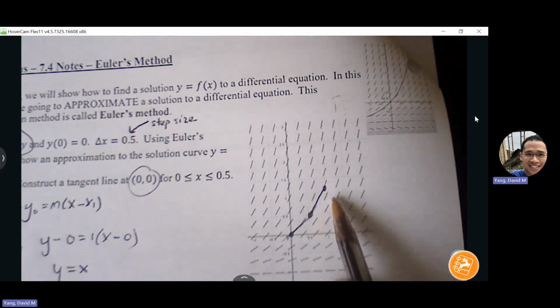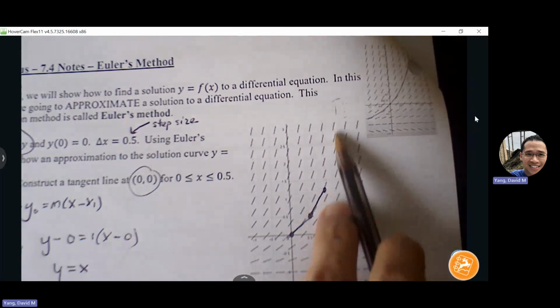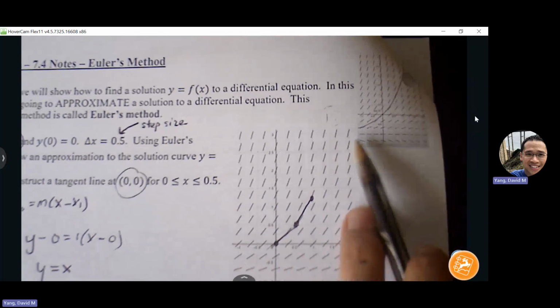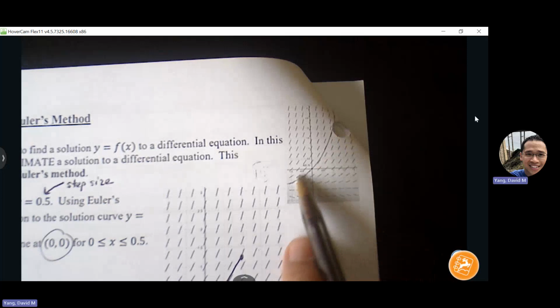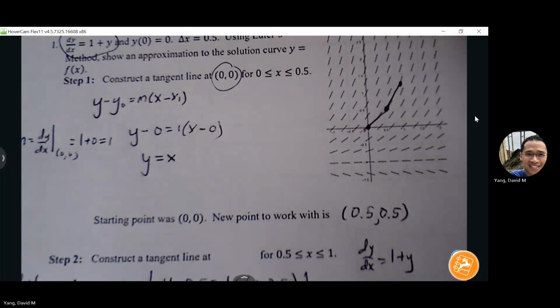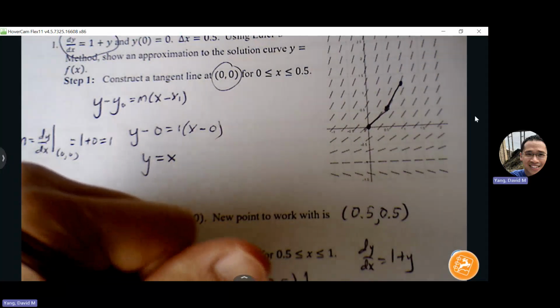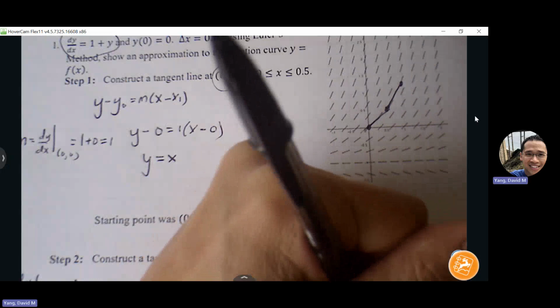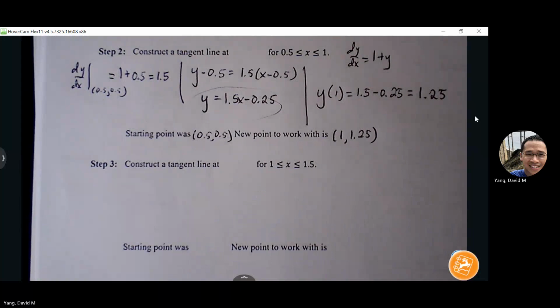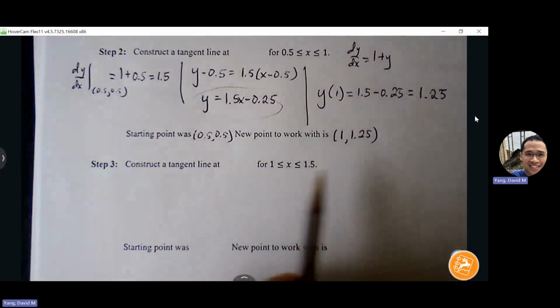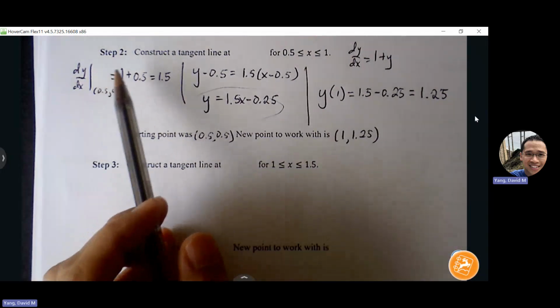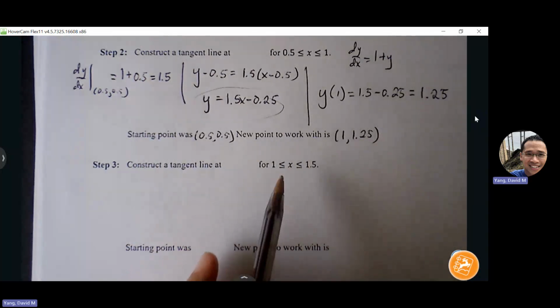And each time we gather information, it's kind of following along our slope field, and it's also looking similar to what the actual graph looks like. So our starting point before was 0.5, 0.5, and now we've progressed to 1.25. And we should repeat the process again. We take our new ordered pair, plug into the slope formula, get our slope, create our new tangent line equation.